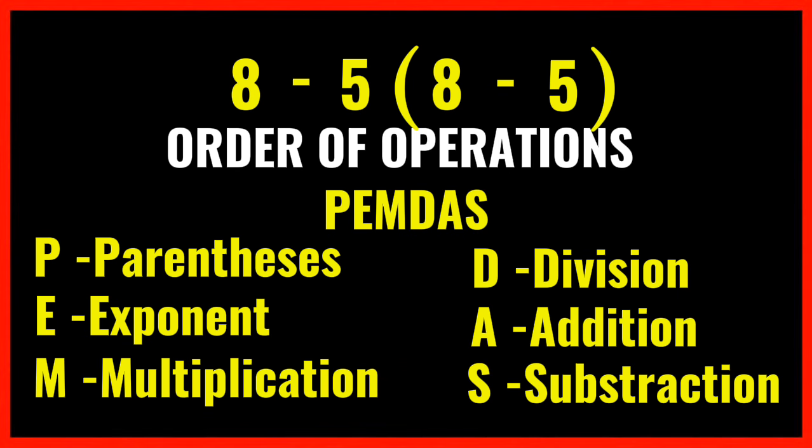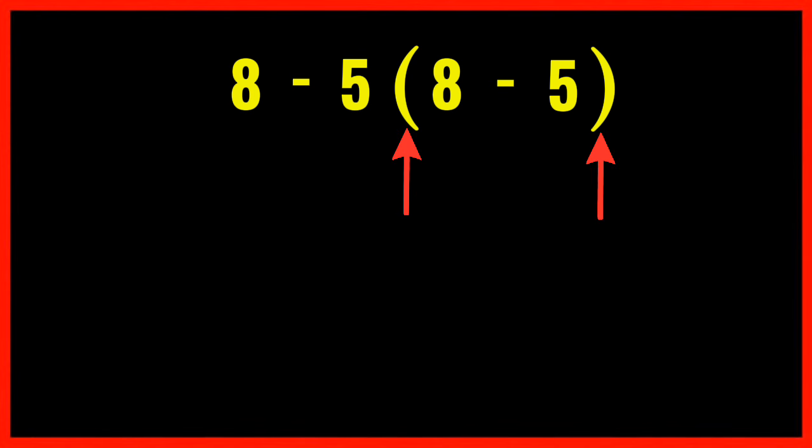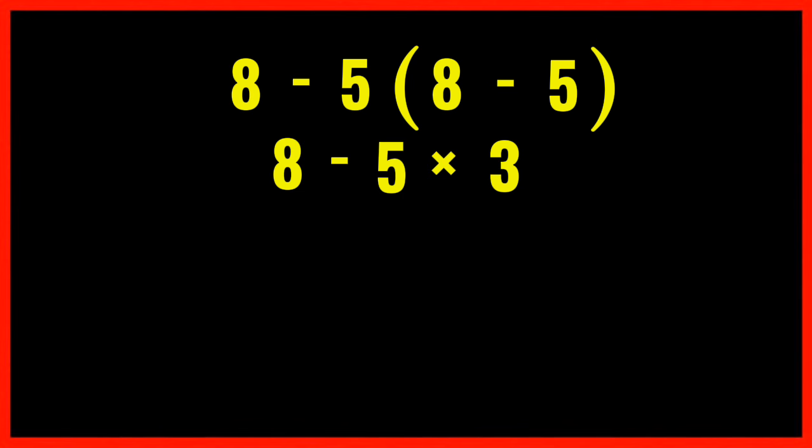Now, let's solve it correctly step by step. First, we solve the parentheses. 8 minus 5 equals 3. Now the expression becomes 8 minus 5 times 3.